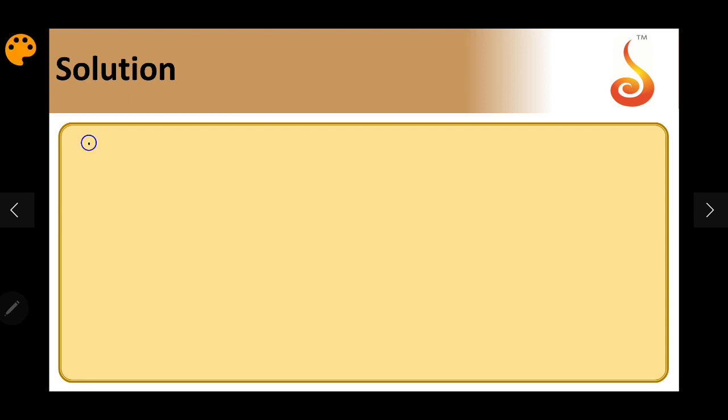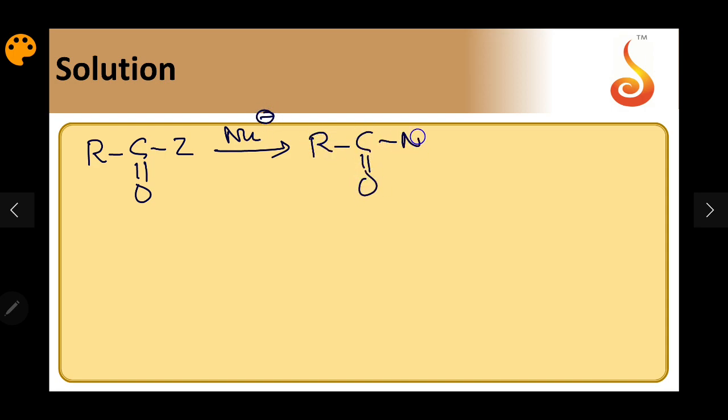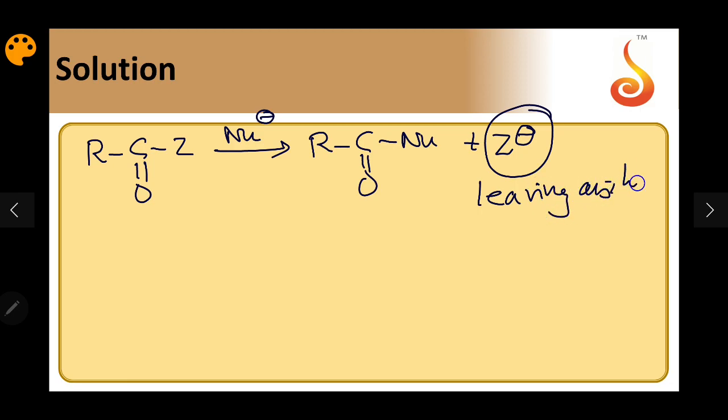So in the reaction RCOZ, with nucleophile Nu minus, getting RC double bond O Nu plus Z minus. So this leaving ability will matter. Leaving ability is proportional to reactivity.